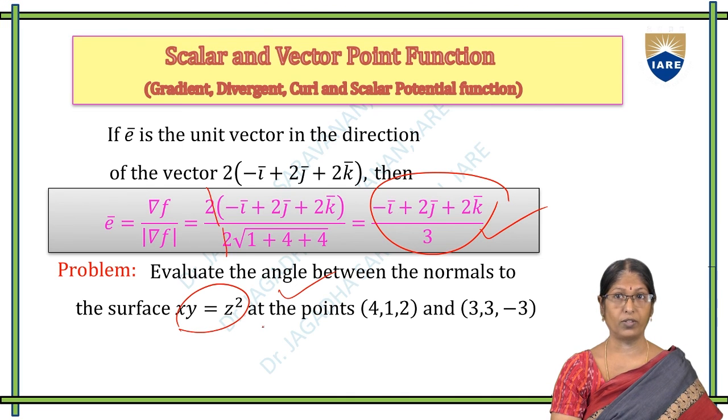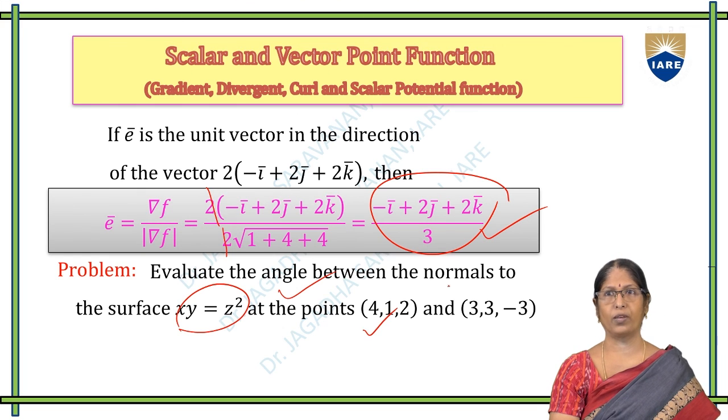Now we will concentrate on our problem: evaluate the angle between the normals to the surface xy equal to z squared at the points. The first point which is given is 4, 1, 2, that is x, y, z: x is 4, y is 1, z equals 2. And the second point is 3, 3, minus 3, that is x, y, z respectively.